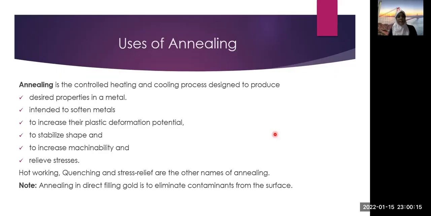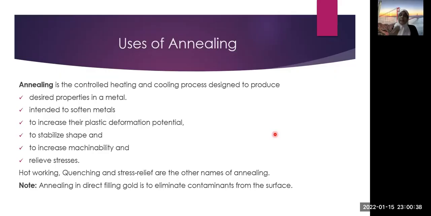Because we want the material to have certain desired properties. When we want to soften the metal, increase its plastic deformation potential, stabilize the shape, increase its machinability, or relieve all stresses, for all these you can do this annealing.